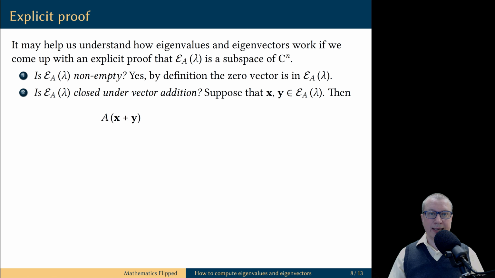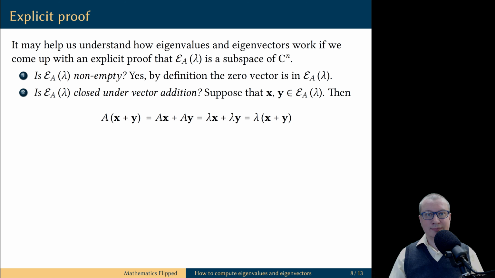Then we're going to look at the matrix vector product, matrix A, multiplied by the vector x plus y. We use the distributive property of matrix multiplication, and then we use the assumption that x and y come from the eigenspace. Finally, we use the property of vector operations, and this computation shows that the matrix vector product of the matrix A and the vector x plus y is the scalar multiple of the vector x plus y by the scalar lambda. Does this mean that the vector x plus y is an eigenvector of the matrix A with the eigenvalue lambda? Actually, no.